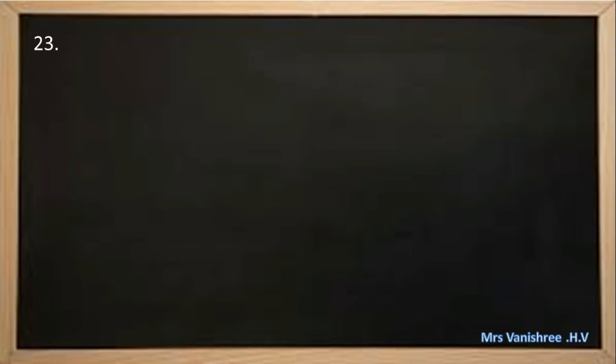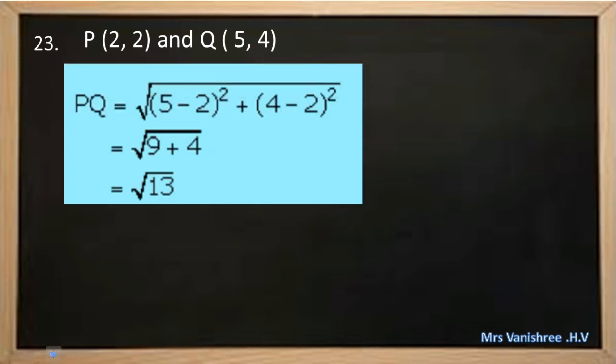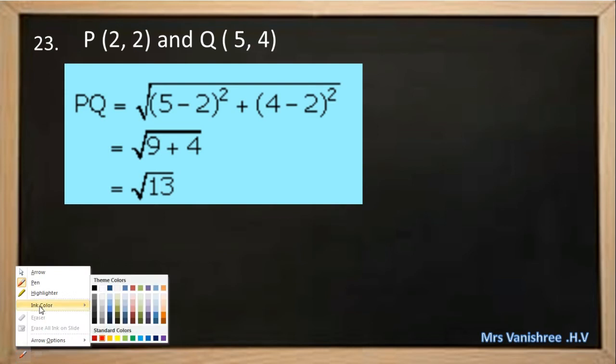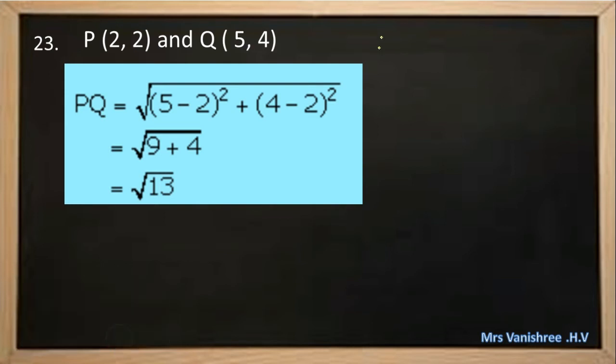Now question number 23. Calculate the distance between P(2, 2) and Q(5, 4) corrected to three significant figures. So consider the points P and Q, apply the distance formula: square root of (x2 minus x1) whole square plus (y2 minus y1) whole square.